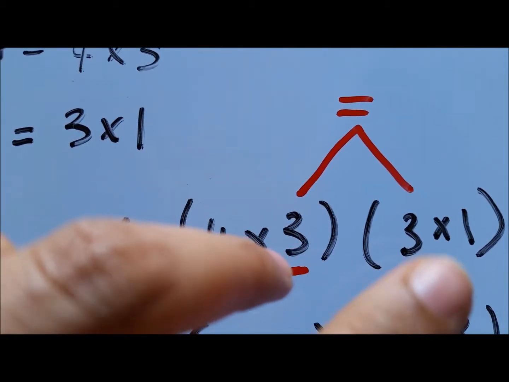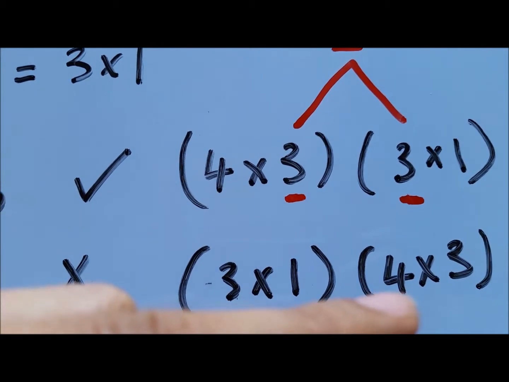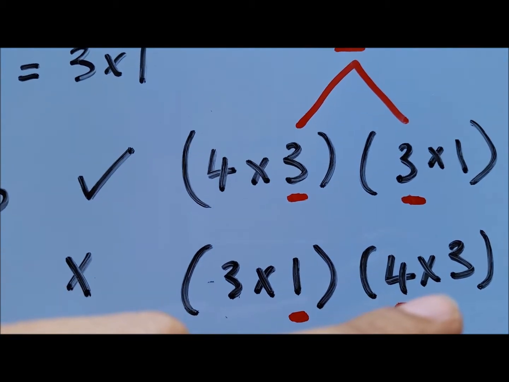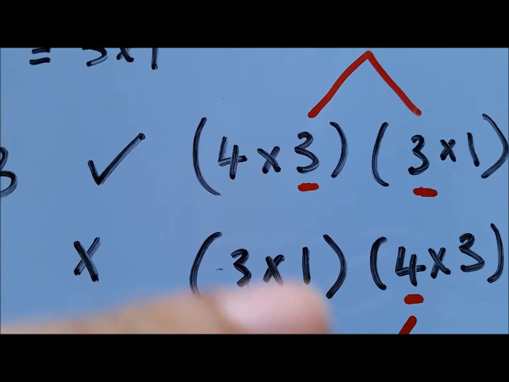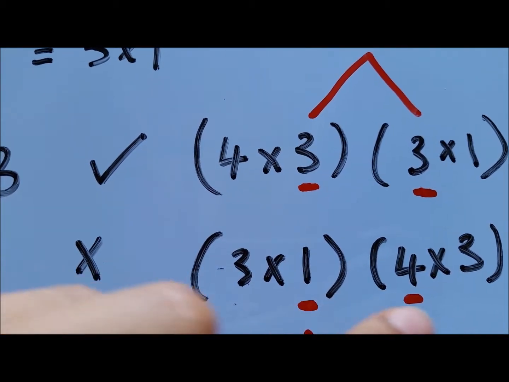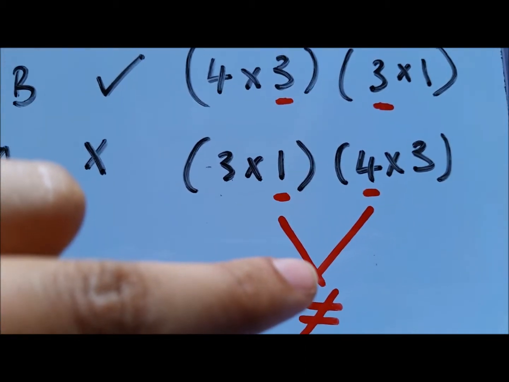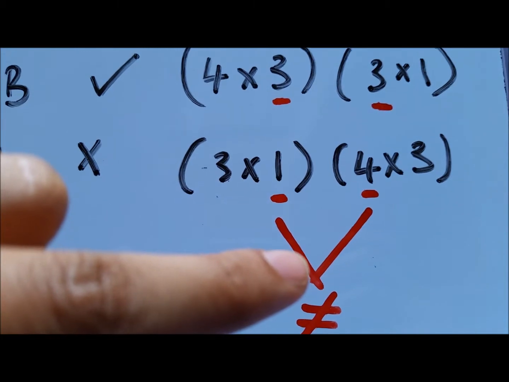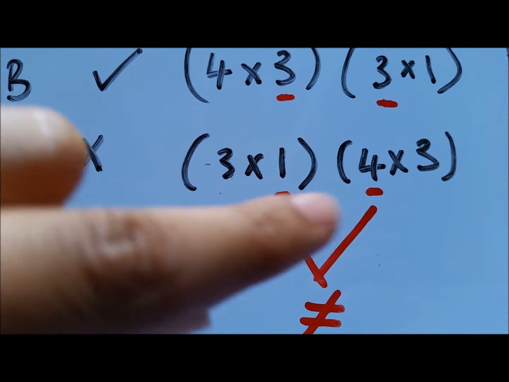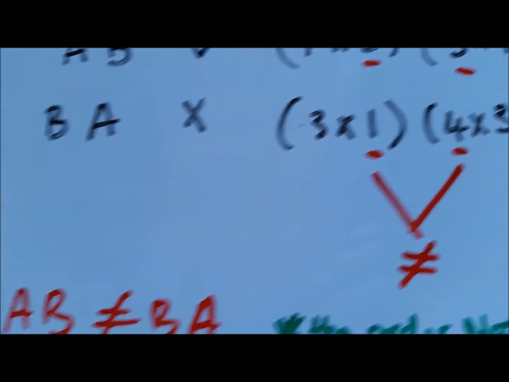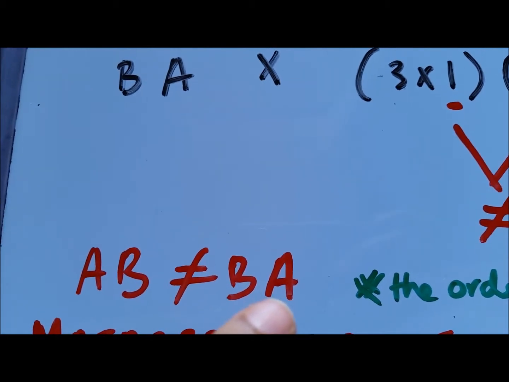If we flip these two brackets around so that it's 3 times 1, then times 4 times 3, so this one was A and B, and now it's B and A, what we notice is that the middle numbers are no longer the same. They are not equal anymore. And that means, and this is really important, that this cannot work. You cannot multiply these by each other. So this means that A times B is not equal to B times A.